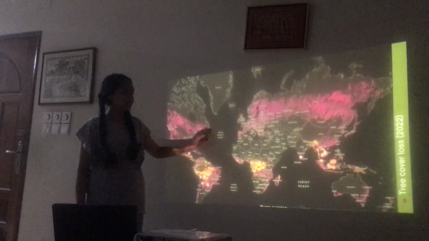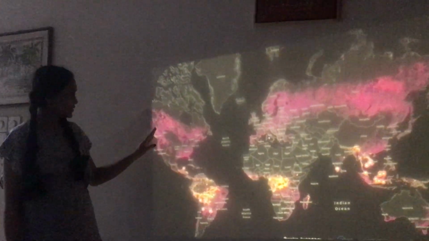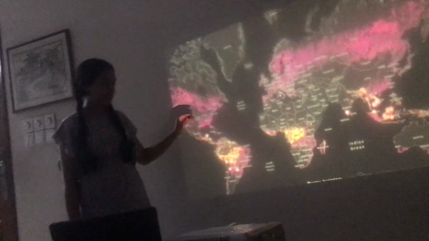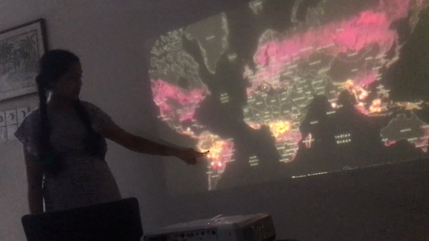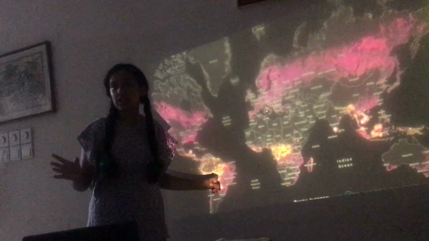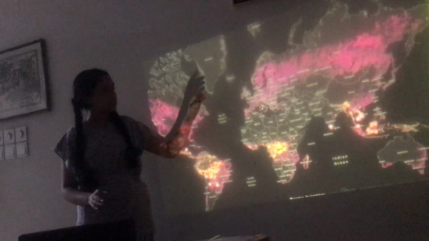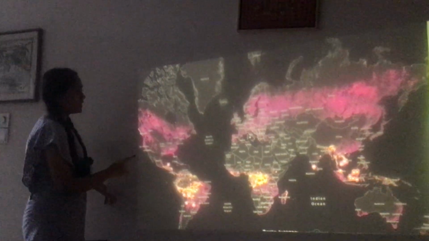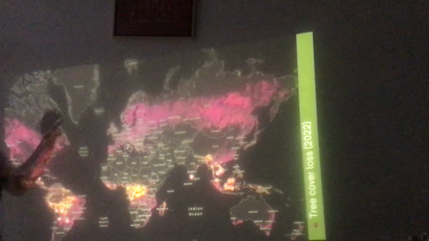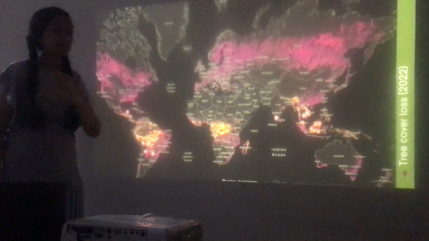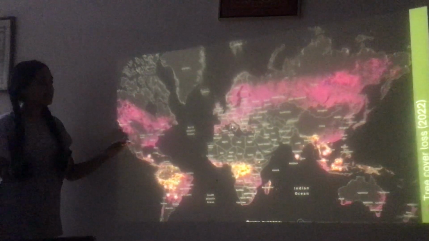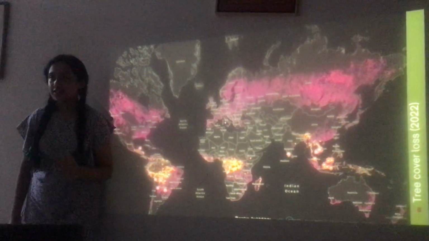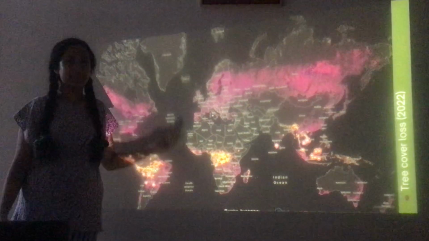If we look at this map, it shows the tree cover loss in 2022. And these dots show where the tree cover has been lost due to wildfires. What we can observe is that most of the tree cover, including in Canada, the USA, Russia, China, and almost every other country, even through Europe, they have lost a significant amount of tree cover. And that is affecting our climate right now.